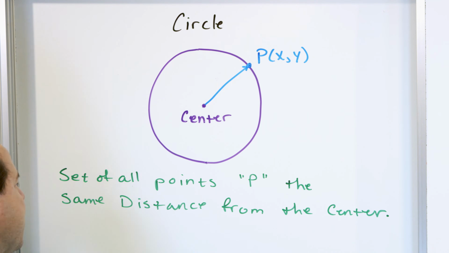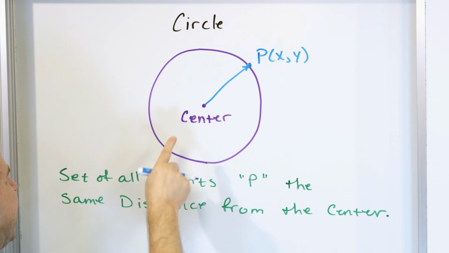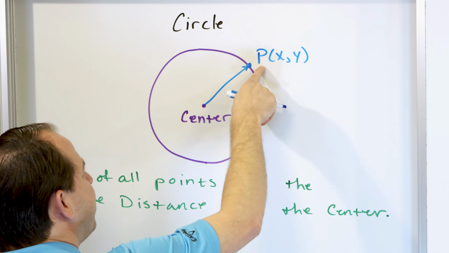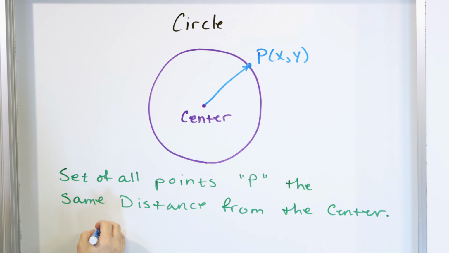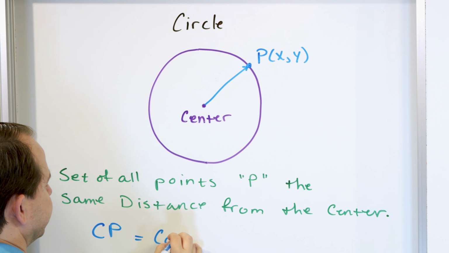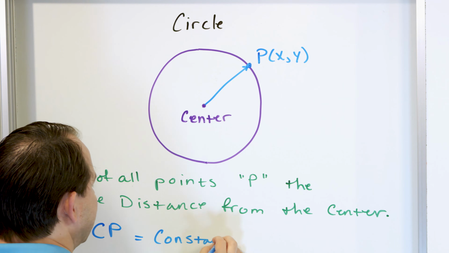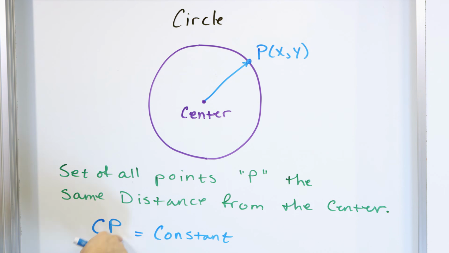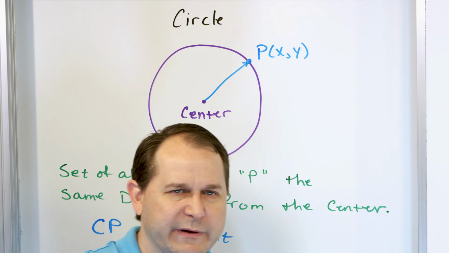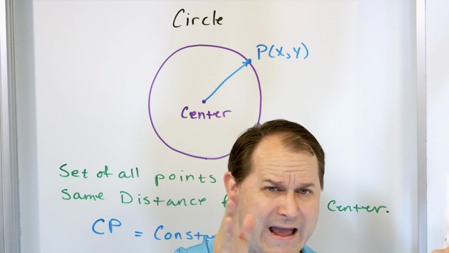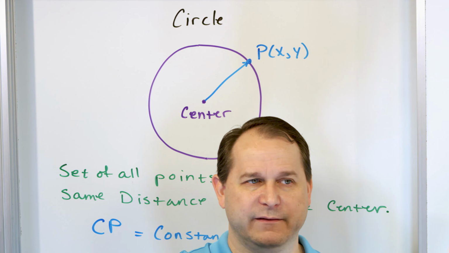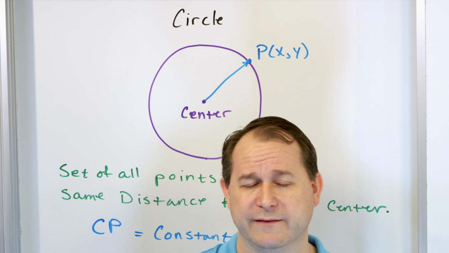That makes sense, right? But in mathematical parlance, you would say if this is the center C and this is the point P, you would say that CP, the distance CP, must be equal to a constant. Now this does not mean C times P. This does not mean the center times P. This means the distance. You remember in geometry when we talk about distances, we have the endpoints and we write them as, you can think of it as a line segment with a bar on top.